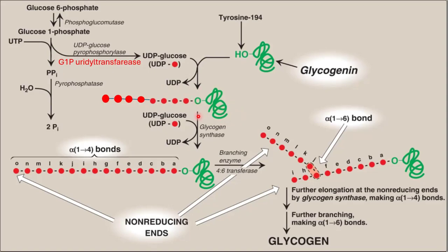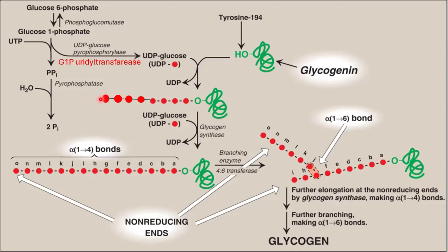Now, the incoming UDP glucose molecules are attached to the non-reducing ends. So ends as in they can be many. You can have numerous non-reducing ends, but you only have a single reducing end for each glycogen molecule. Now, the incoming UDP glucose molecules are attached to the non-reducing end or the non-reducing terminal.